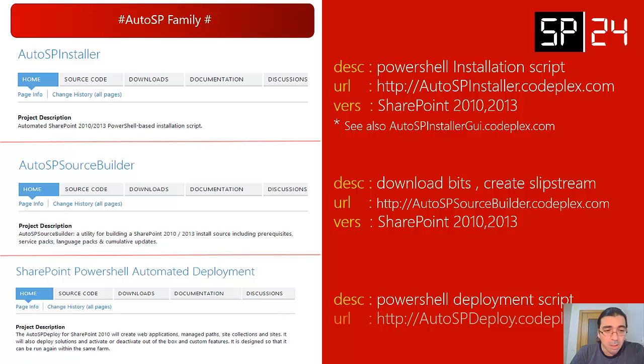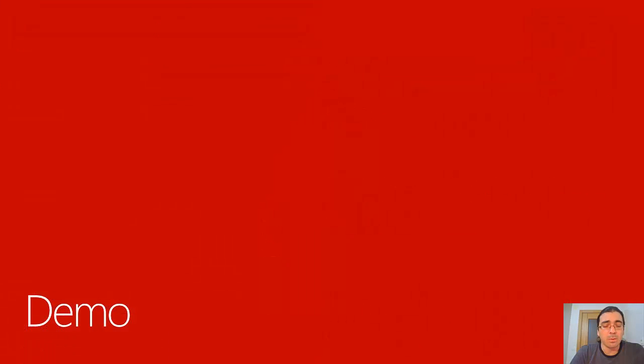The other one is a SharePoint PowerShell automated deployment script. Basically, it's a script that you can automate for creation of web applications, site collections, deploy solutions, activate and deactivate features. Okay, and now I'll do some demo right now.